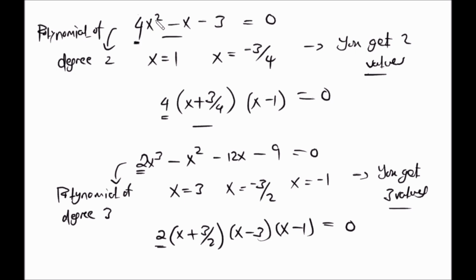Huyu coefficient wa hii x squared anakaa nje, and then x toajibu, x toajibu. Alafu hapa coefficient ya huyu x cube anakaa nje, x toajibu, x toajibu, x toajibu. Factorize ndo hivyo. So I repeat again. Nikisolve a polynomial of degree 2, I get 2 values. Nikisolve a polynomial of degree 3, I get 3 values. Now, what if I solve a polynomial of degree n?